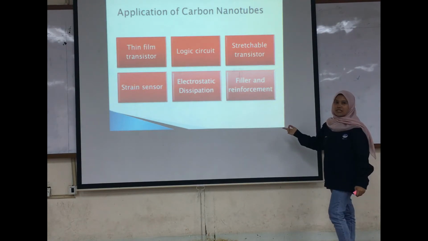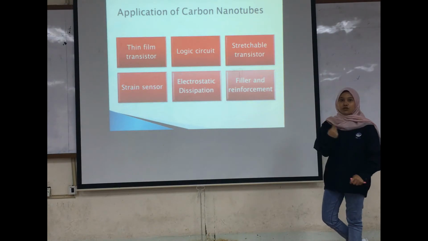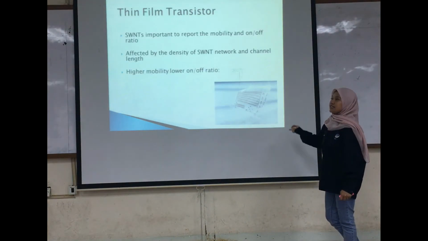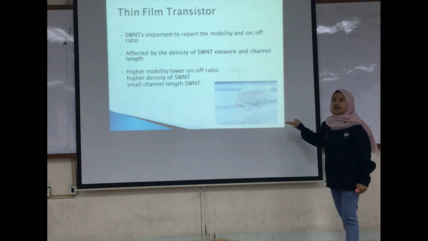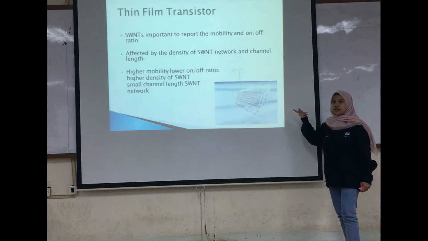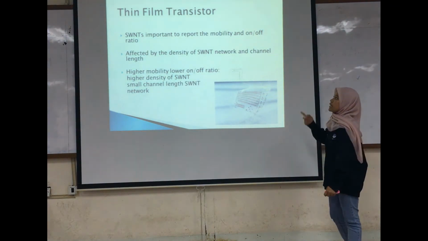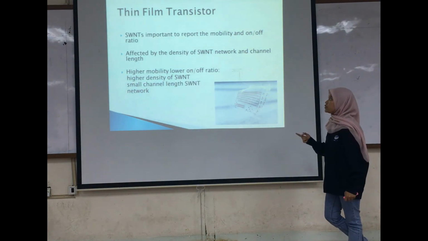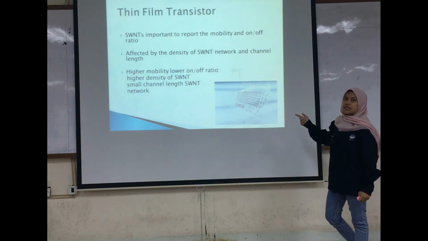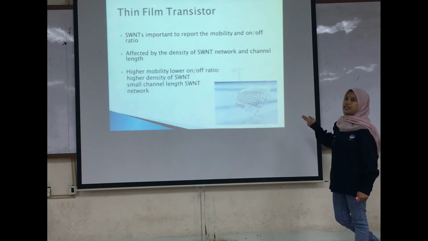For your information, carbon nanotubes are divided into two types: single-wall carbon nanotubes and multi-wall carbon nanotubes. Single-wall carbon nanotubes are desired for thin film transistors due to their excellent charge mobility and low-cost processability. It is important to report the mobility and on-off ratio, since the thin film transistor is affected by the density of the single-wall carbon nanotube network and the channel length.